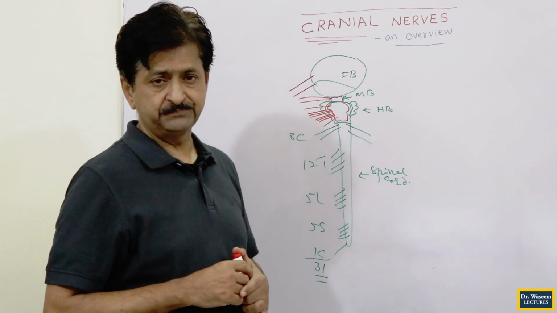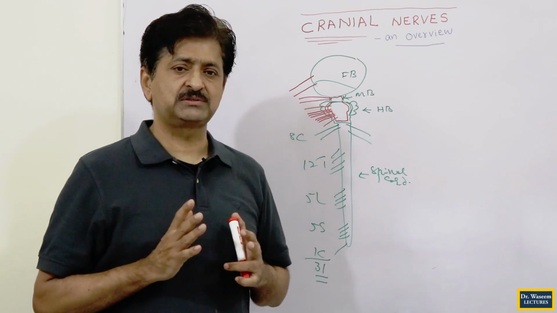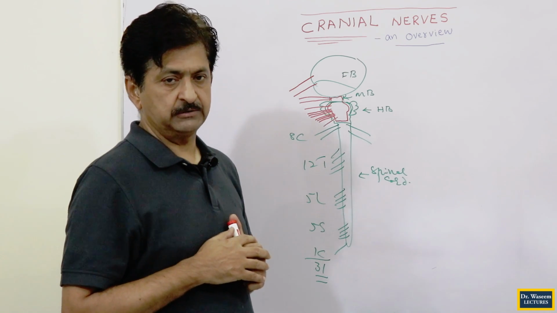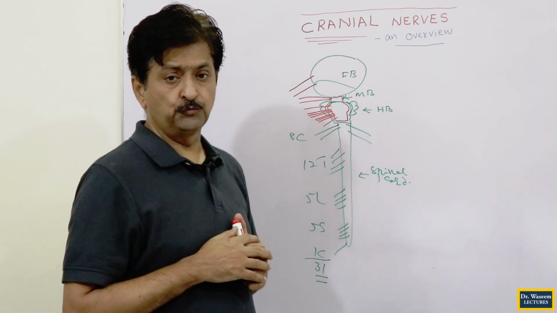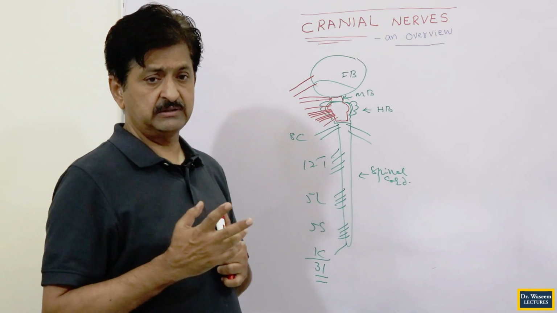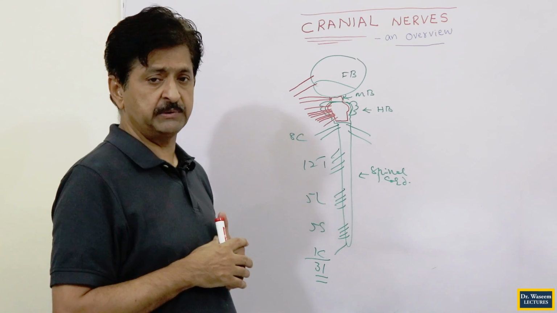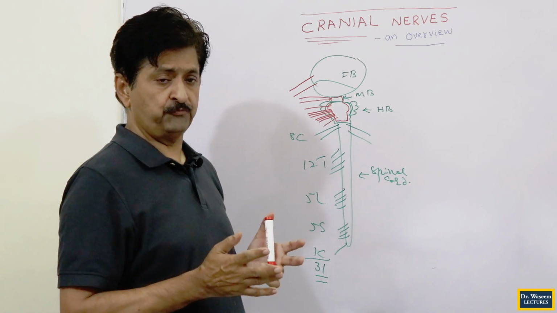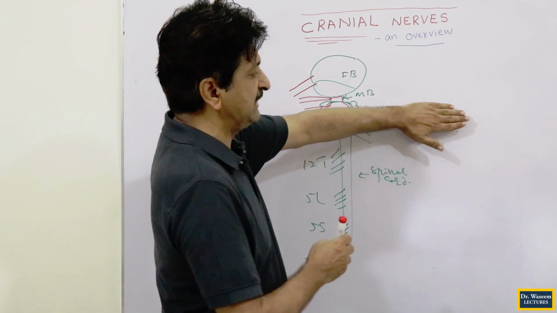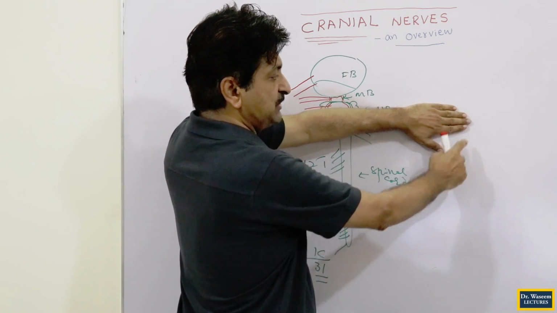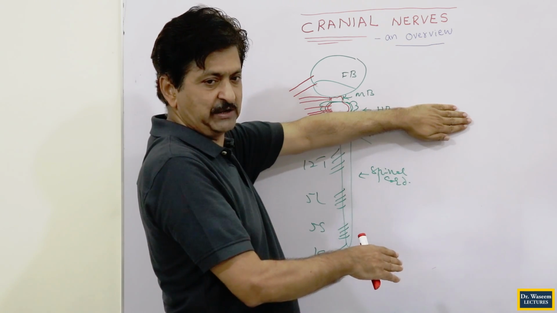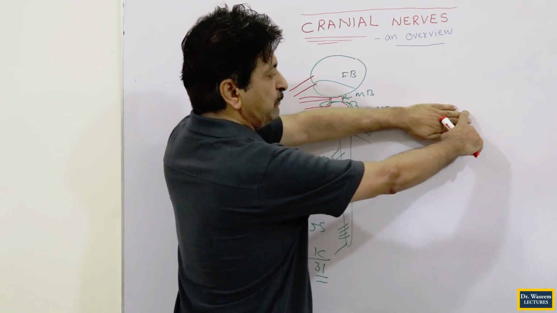We will do only one side. These 12 pairs of cranial nerves emerge from the surface of the brain: 2 from the forebrain, the first and second, and all the remaining 10 from the brain stem. Of these, the 3rd and 4th are from the midbrain, and then 4 from the pons and 4 from the medulla oblongata, in such a way that if you are discussing the next 4 cranial nerves, for example 5, 6, 7, 8, it will be like this.